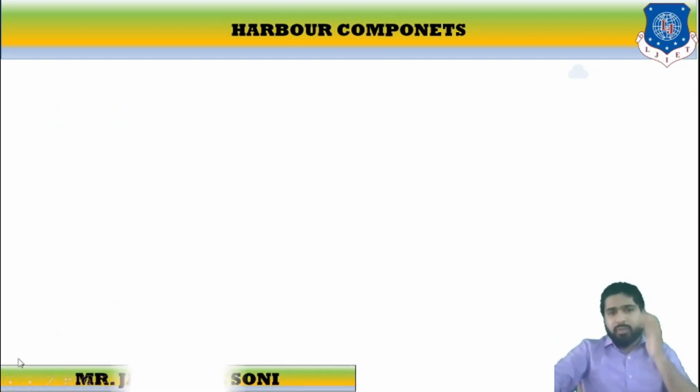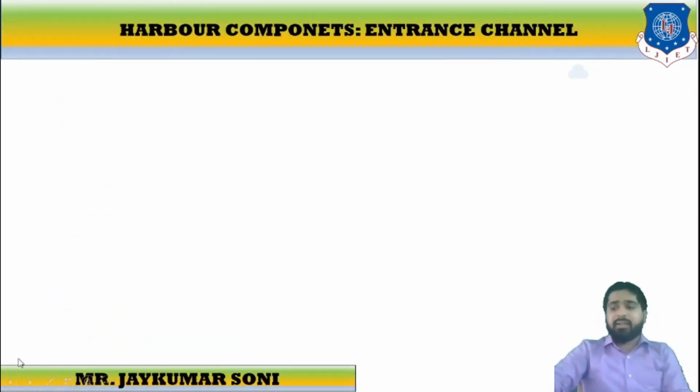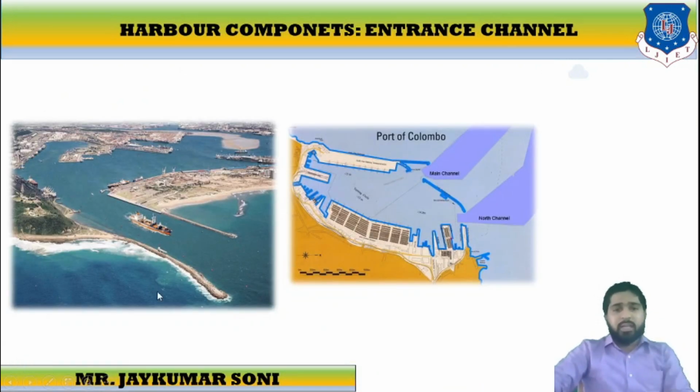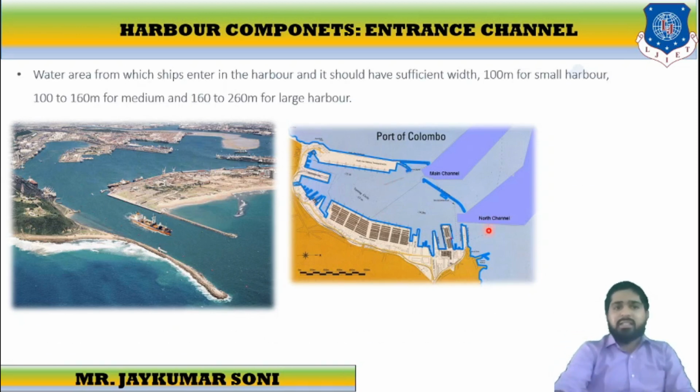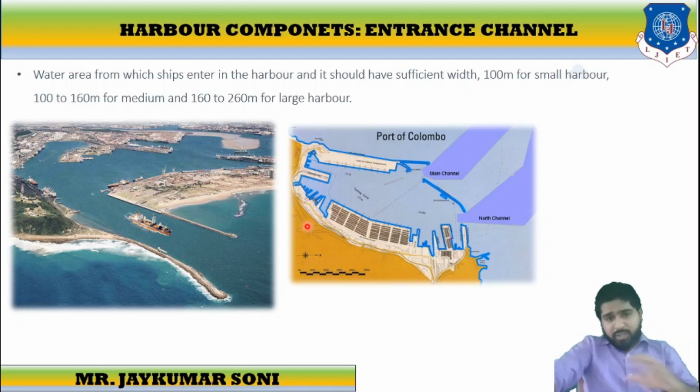Let us discuss first the entrance channel. As the name suggests, you can observe in this slide that this is the entrance channel. The entrance channel is the area through which the ship can enter the harbor. It should have sufficient width, such as 100 meters for a small harbor, 100 to 160 meters for a medium harbor, and 162 to 260 meters for a large harbor. Ships can enter the harbor area through this particular channel.